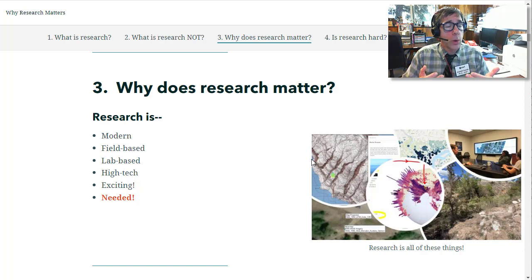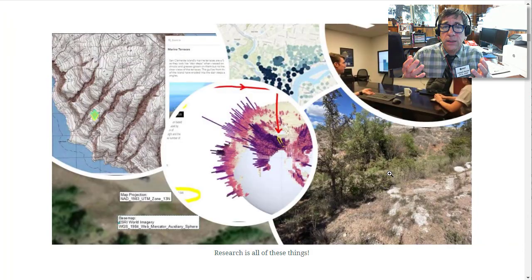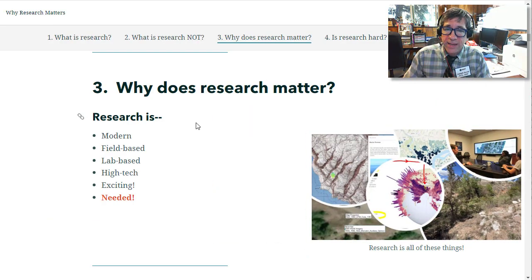We've talked a little bit about what it is, but now let's talk about why research matters. Here is a graphic that I hope illustrates my points in the next few moments. These are actual photographs and maps that I've taken. Research is modern. It's field-based. You could be studying rivers, ice, glaciers, soil, other planets. In other words, a lot of this work can take place in the field.